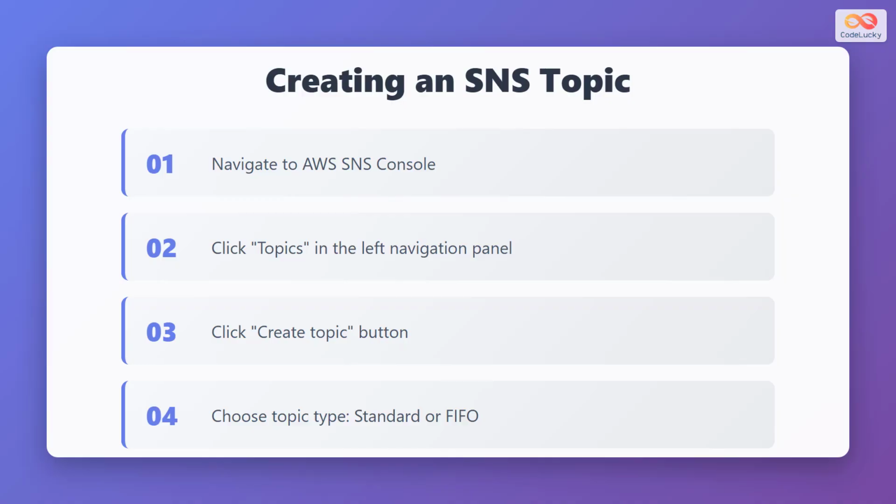Creating an SNS topic is straightforward and takes just a few steps. First, navigate to the AWS SNS console from your AWS Management Console. In the left navigation panel, click on Topics to view all existing topics in your account. Click the Create Topic button to start the creation process.